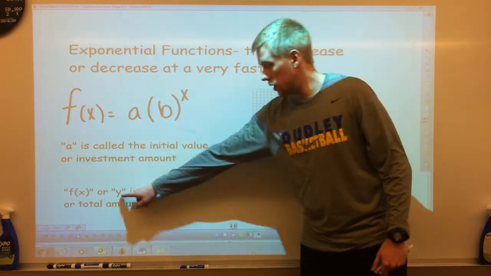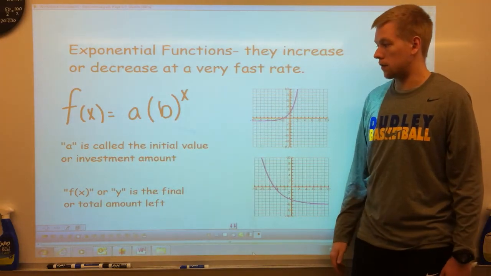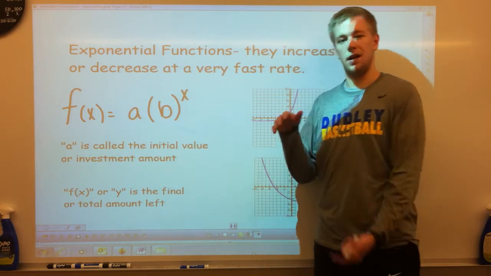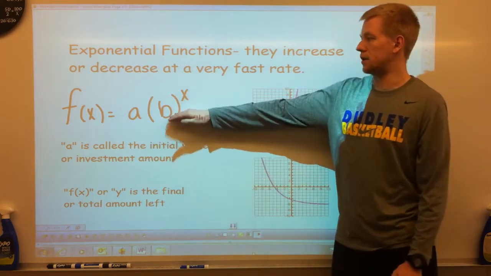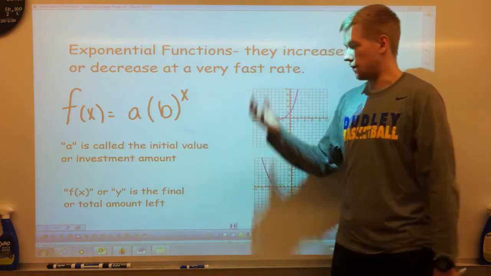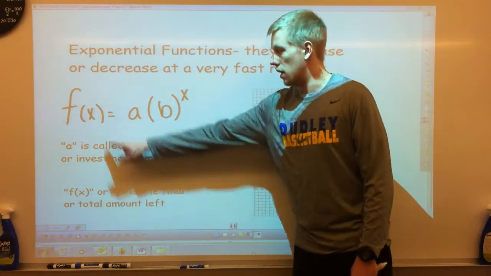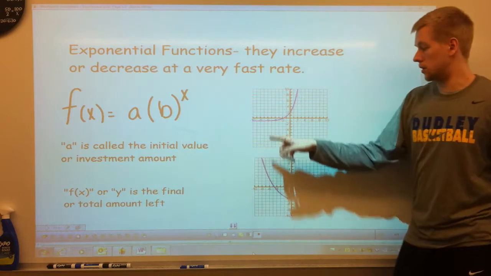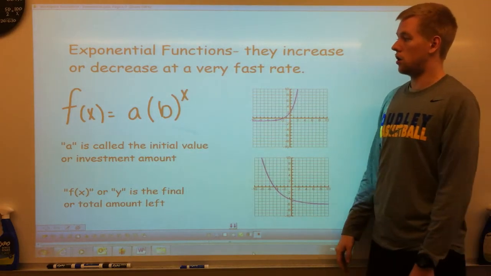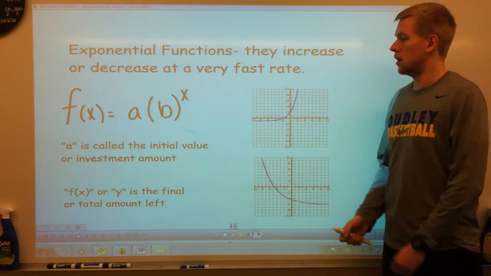The f of x or the y, like I said before, is the final or total amount left. If it's a decreasing problem, it's a half-life, a decay. Growth and decay models follow exponential functions. So if it's a decay, it will be what's left after it decays over so many years. If it's a growth model, it'll be what's left because it's increased. So this is either going to increase or it'll decrease really fast. Those are all the general things about exponential functions.